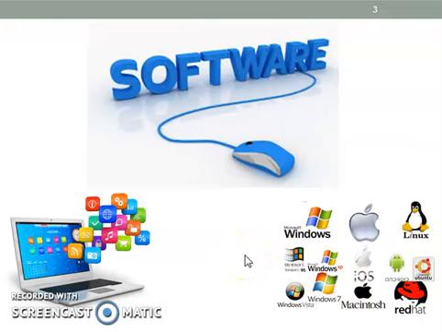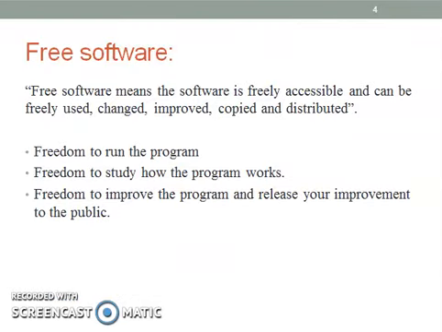From the other point of view, like the way of accessibility, method of modifications, and distribution rights, softwares are classified into different types like free softwares, open source softwares, proprietary softwares, sharewares and the freewares. Move to the first category, free softwares.